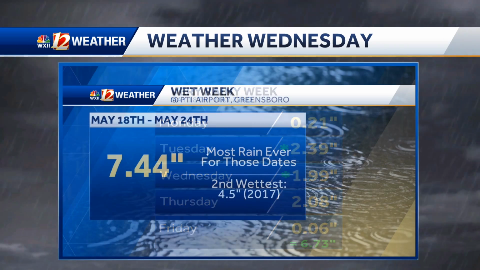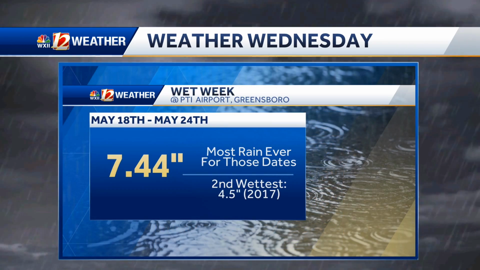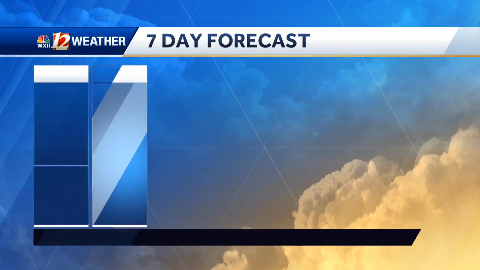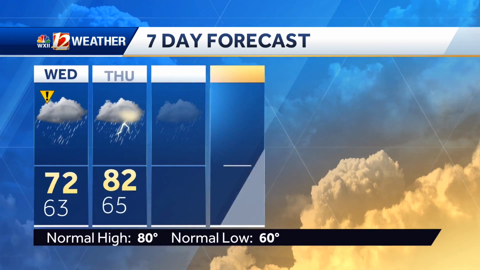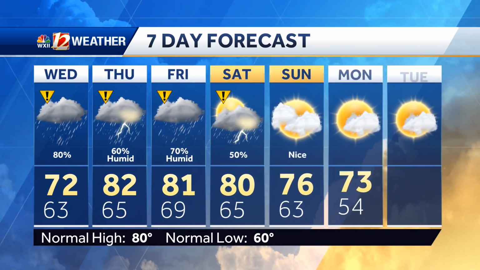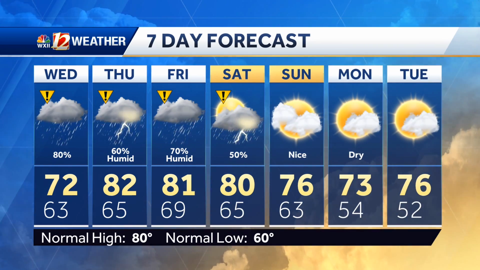Now for all of last week, including this past weekend, we totaled 7.44 inches. That is also now the most rain ever for those dates. And more rain is in store on your 7-day forecast. Rounds of storms start this evening through Saturday, so flooding threat once again. Sunday, we start to dry things out with some nice temperatures.